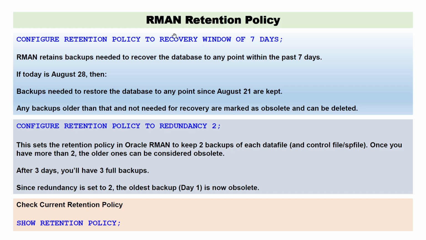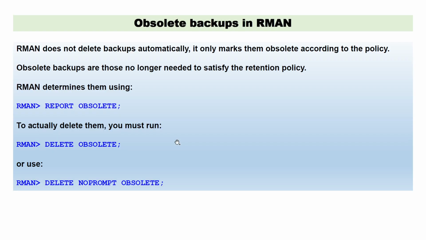You can also have a retention policy based on redundancy. So let's say you say, I want to have a redundancy of 2. This means that Oracle will keep 2 backups of each data file, control file and SP file. Once you have more than 2, the older ones can be considered obsolete. So let's say you are taking a full backup every day. On the 3rd day, you will have 3 full backups. The first backup is no longer required because redundancy is 2. So the day 1, the oldest backup, is now obsolete. How do you check the current retention policy? You can say show retention policy, which will show you the current retention policy of your database.